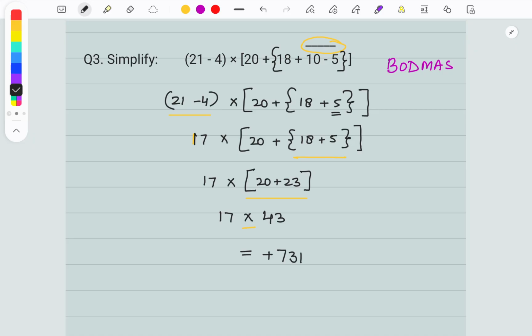So with this, I am ending this chapter of integers, and we learned about addition, subtraction, multiplication and division along with the rules of BODMAS and the use of brackets.